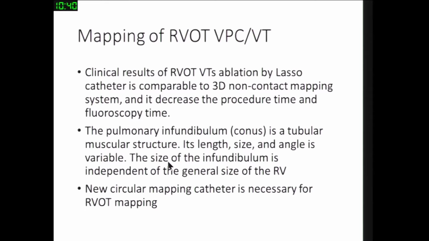So now a new circular mapping catheter is necessary for RVOT mapping, because the previous lasso catheter was originally intended to map the pulmonary veins. So I think we are now developing this new circular mapping catheter.